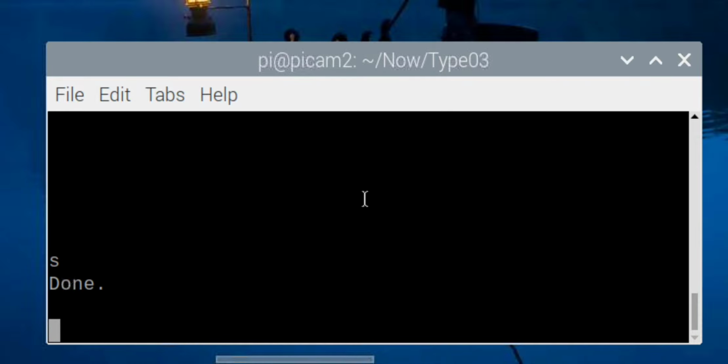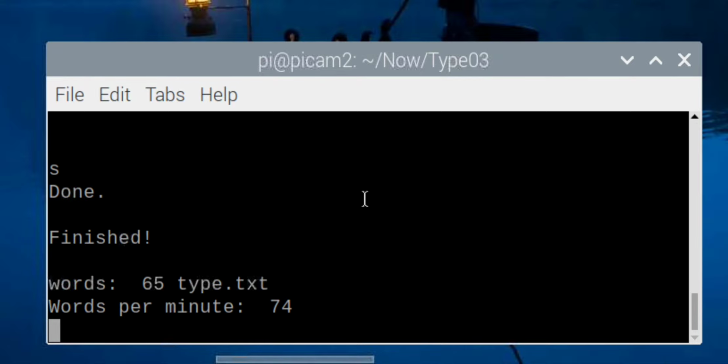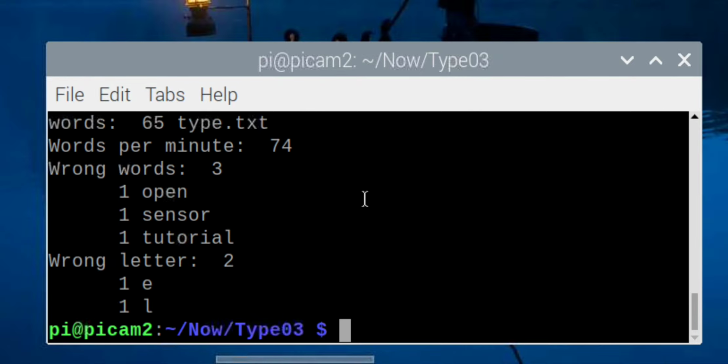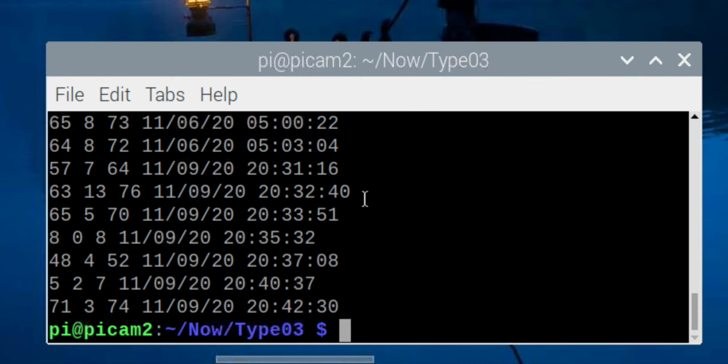Well, the last one over there wasn't too good, huh? But I got 74 words per minute with wrong words 3, so right words would be 71. And sure enough, there it is, 71 words correct, 3 words wrong, 74. And I hope you're happy with this thing, because I'm certainly happy.